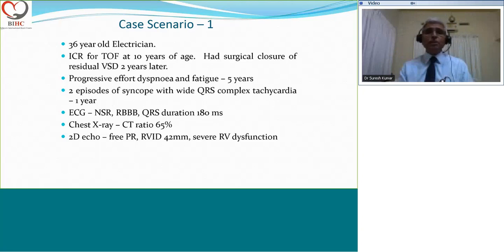His chest X-ray showed a cardiomegaly with 65% cardiothoracic ratio. In 2D echo, he had a free pulmonary regurgitation. He had an RV internal diameter more than 42 millimeters with severe RV dysfunction. He did not have a cardiac MRI.